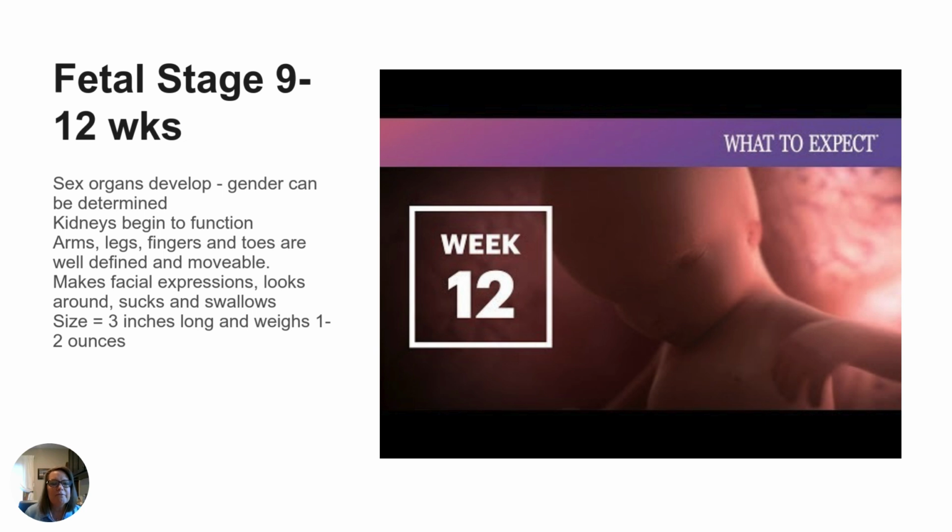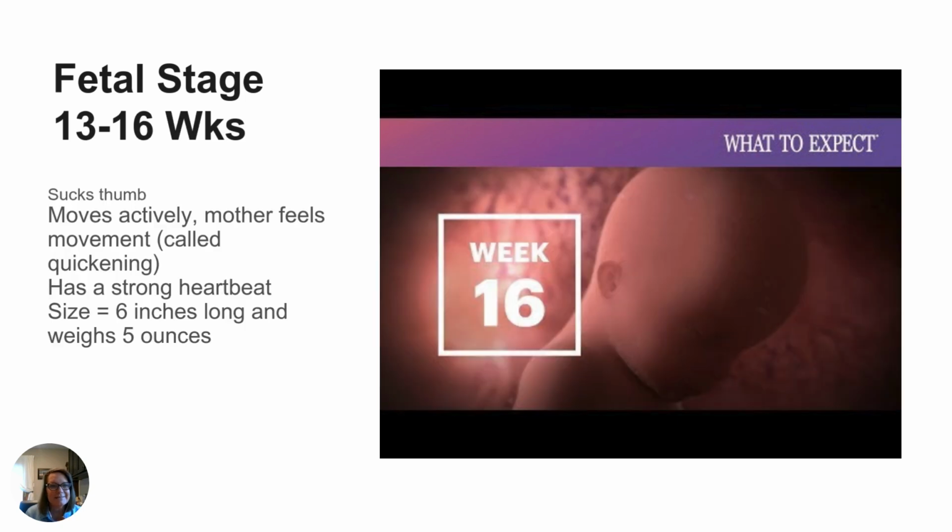But during this fetal stage, the sex organs are developing, so gender can be determined around this stage. Kidneys begin to function. Arms, legs, fingers, and toes are well defined and movable, so we can see them moving those little fingers and toes if you were going to see an ultrasound. The fetus will make facial expressions. They will look around. They will suck and swallow. So their size is about 3 inches long, and they weigh about 1 to 2 ounces at this stage.